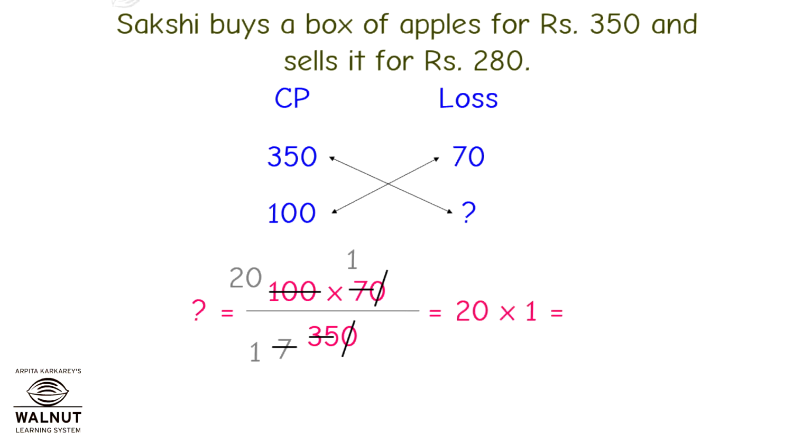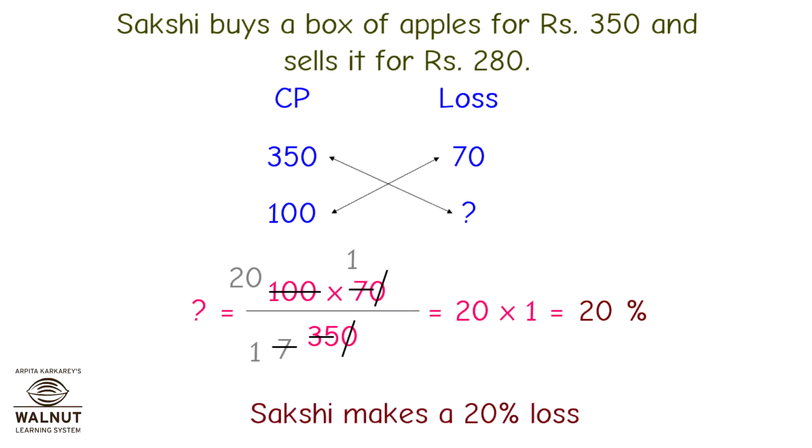We simplify this and we get 20. So, on rupees 100, the loss is rupees 20. That is 20%. So, Sakshi makes a 20% loss.